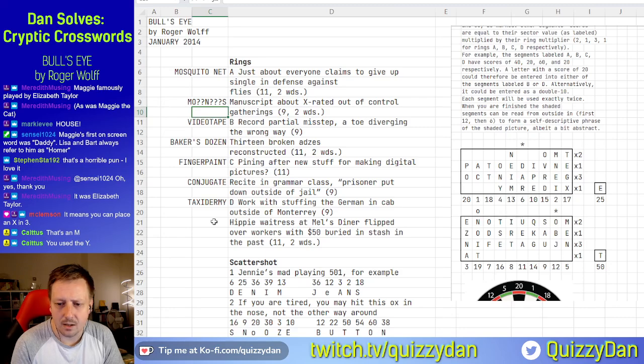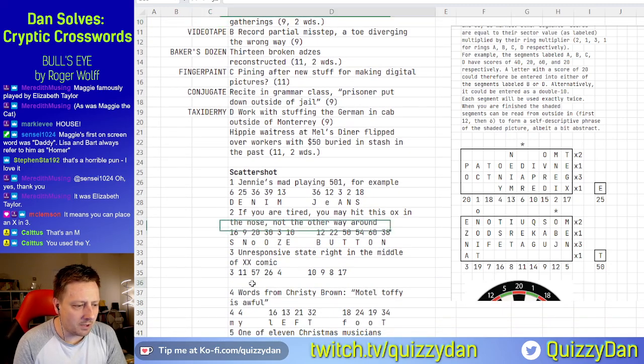Yeah. Okay, let's have a look. Unresponsive state in the middle of XX comic.